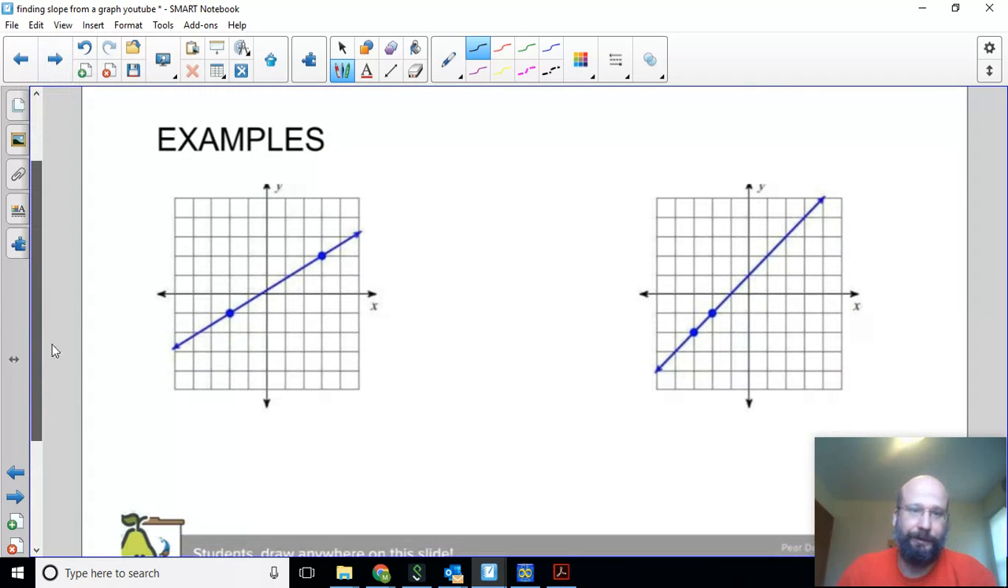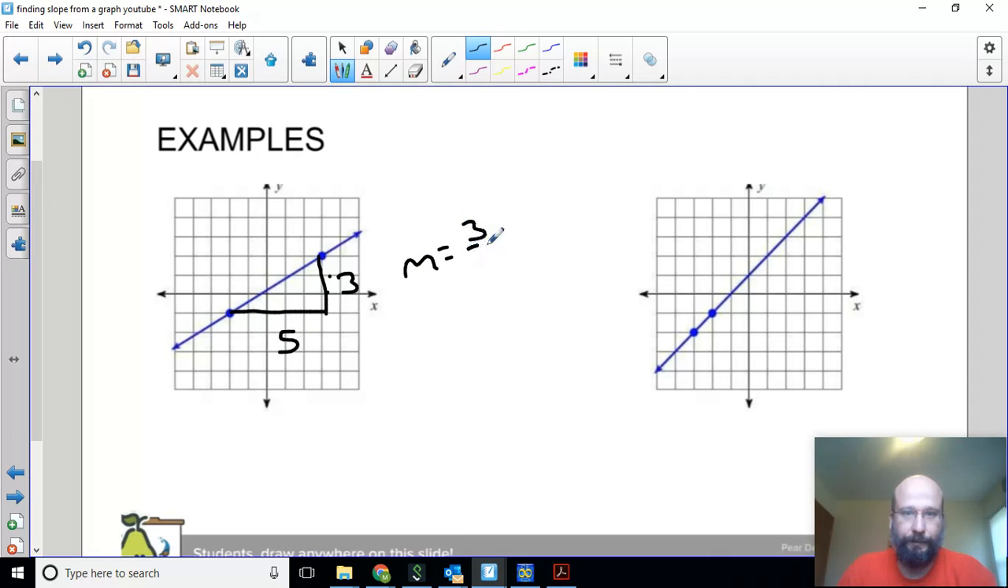Same thing here. More of the same. We're going to connect these two. Go straight right and then straight down. I'm going to count 1, 2, 3. I'm going to count 1, 2, 3, 4, 5. So my slope is 3 over 5. Positive. This one, 1 and 1, it's 1 over 1, and 1 over 1 is 1. All right.